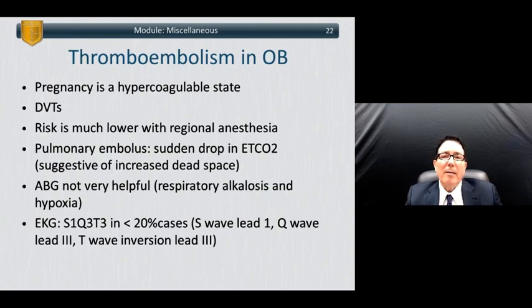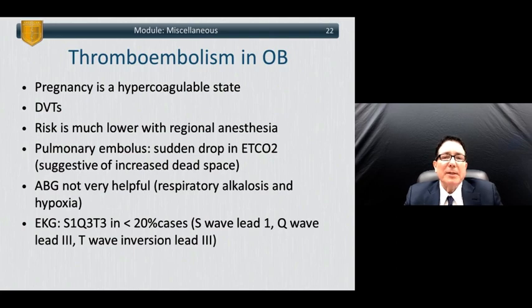Moving on to thromboembolism in the obstetric patient. Remember, pregnancy is a very hypercoagulable state with the potential for deep vein thrombosis. So thromboembolism is a true and very plausible situation that can happen in obstetrics. The risk is much lower with regional anesthesia.